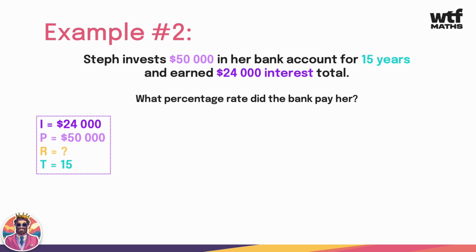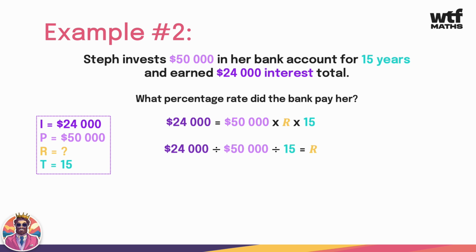I'll now substitute these numbers into the formula. So 24,000 is 50,000 times R times 15. And all we're going to do is we're going to take our interest of 24,000 and divide by the numbers we know. So 24,000 divided by 50,000 divided by 15 will give us our answer, which is 0.032. Now, that looks like a weird answer, but just remember, this is a percentage written as a decimal. So this really means 3.2% if we made it a percentage again.